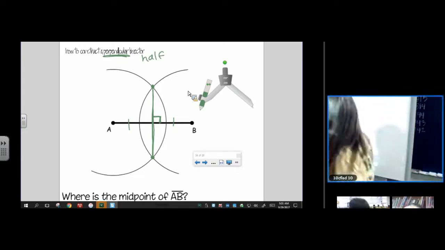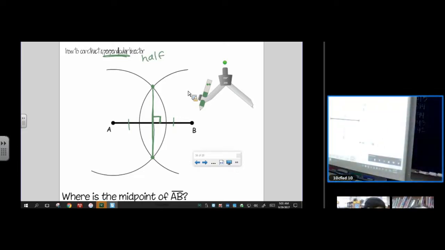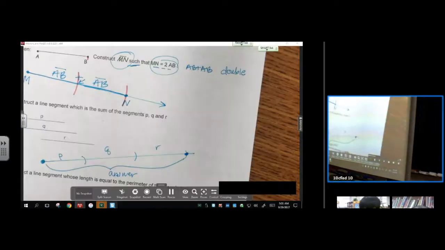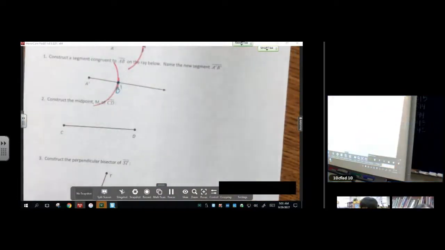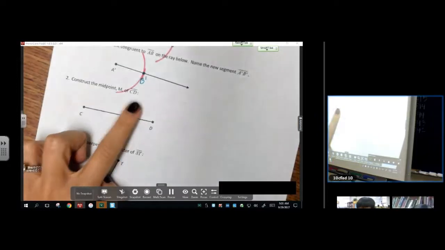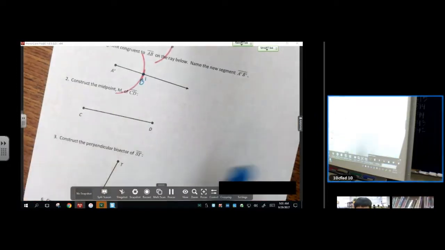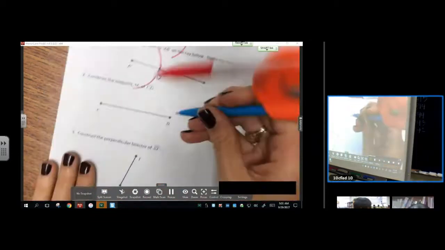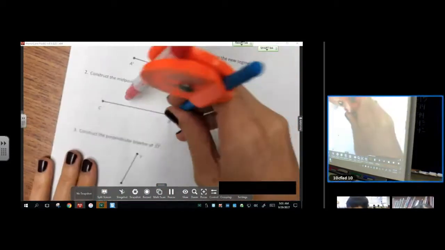Okay, I'm going to do it one more time on my paper if you want to see it again. If you feel ready to try it, then go ahead and try it. We're on our other paper right now. Construct the midpoint M of CD. So we're going to construct the midpoint. That's the same as the perpendicular bisector. It's going to get us a midpoint.